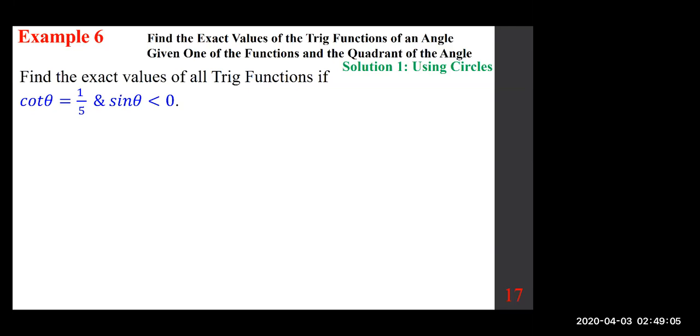Sine is negative. In which quadrant? Sine is negative. The third and the fourth. Therefore, the answer must be Quadrant 3. Beautiful, beautiful, beautiful.